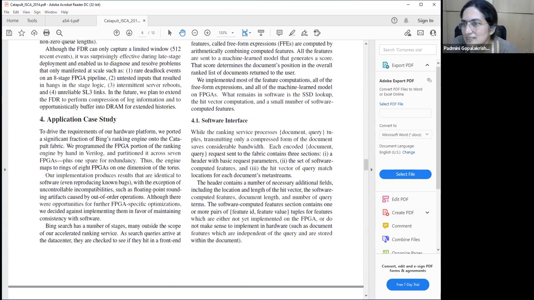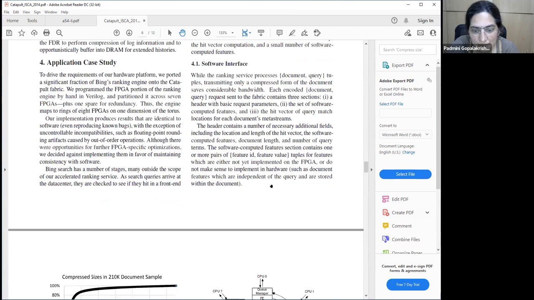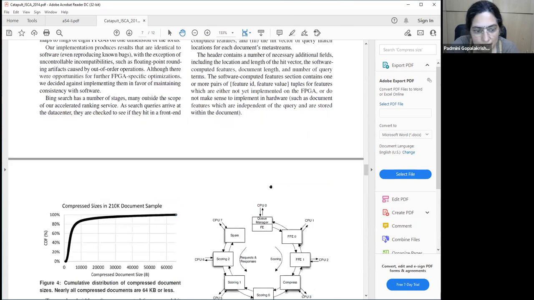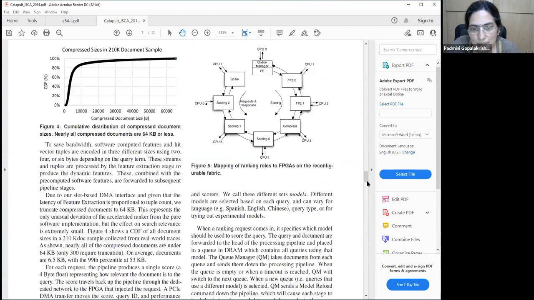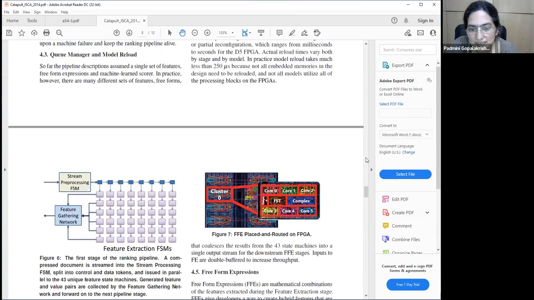Clear so far? If you have any doubts on what the application is and what is being accelerated, this is a good time to speak out, because otherwise you won't follow the rest of the discussion. Okay, so now this application has a pipeline with 3 stages to process.